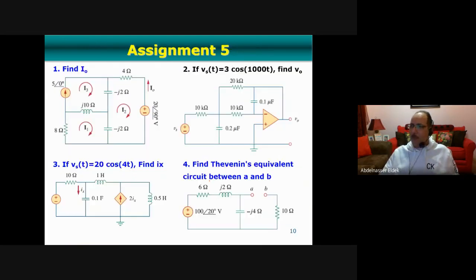Okay. Last slide here. This is the assignment. The assignment consists of 4 problems, as you see here. These problems are already solved. I solved all these problems, but you will find this one, this one, this one in the handouts. You will not find this one in the handouts. You have to watch these videos to see the solution for this one.